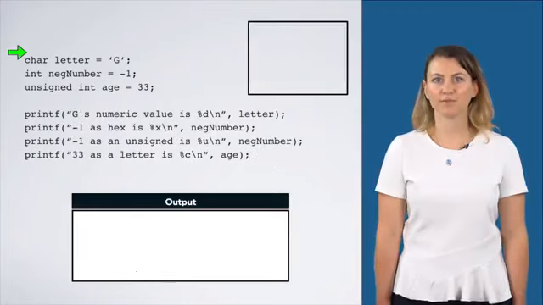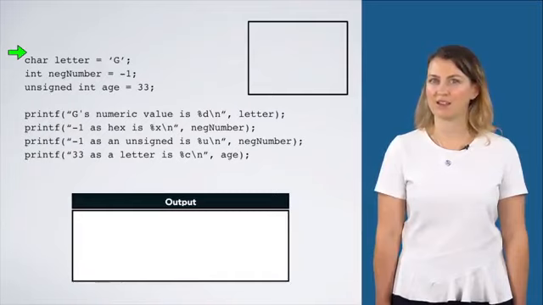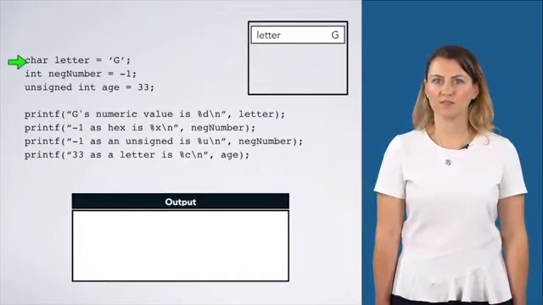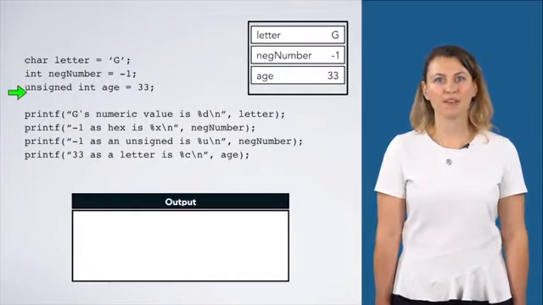What if we change things around a bit and use format specifiers that seem strange for the types of data we are passing in? We start the same way, but now our print statement uses %d to format letter.